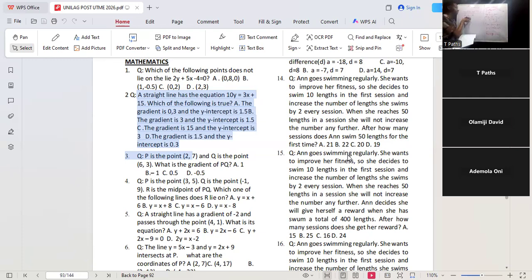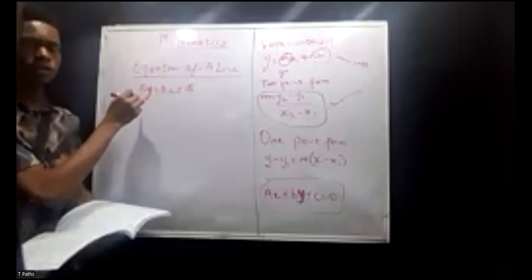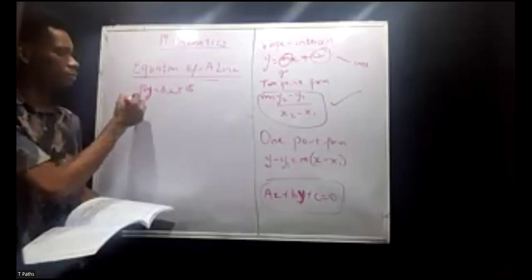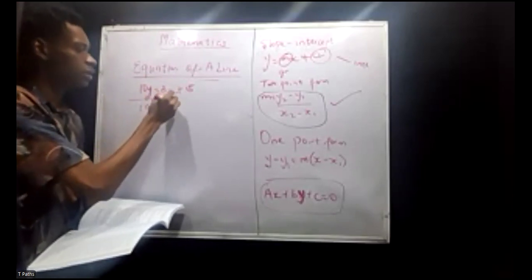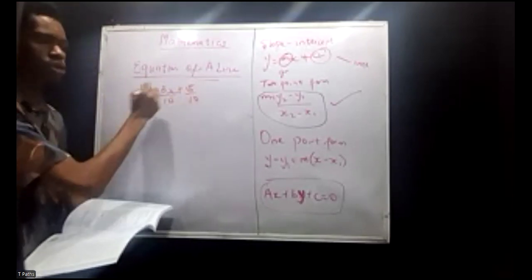We need to rewrite this to look like this. Since this y is not standing alone, we are going to make y the subject of the formula. And how do we do it? We're going to divide by 10. So I'm going to divide y by 10, divide all through by 10.